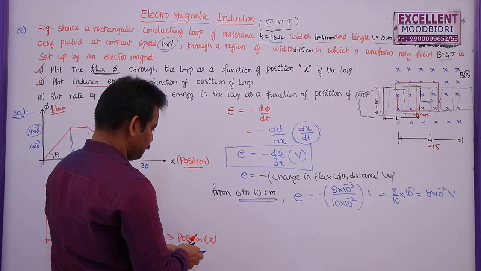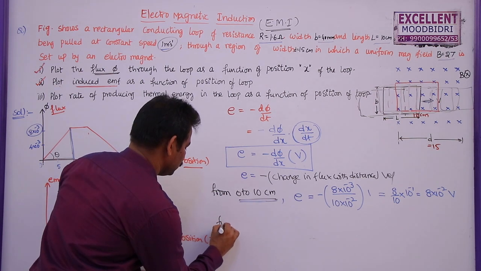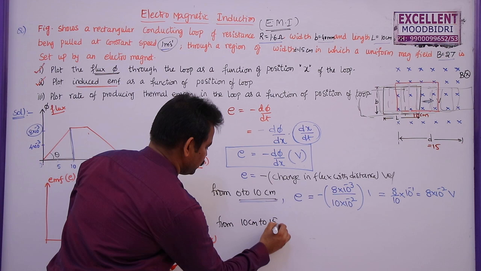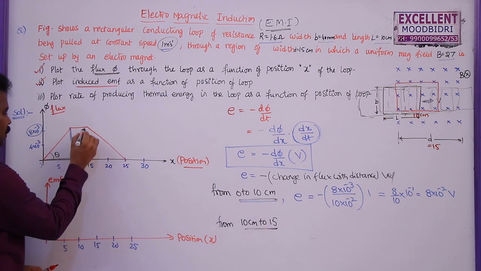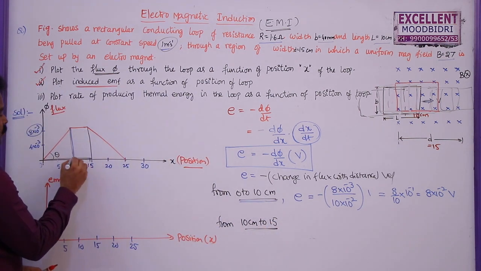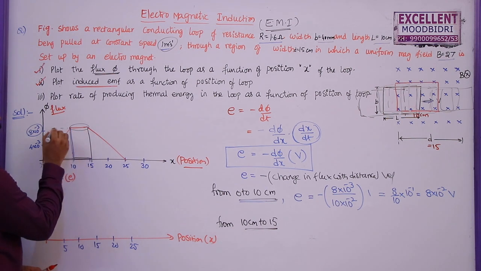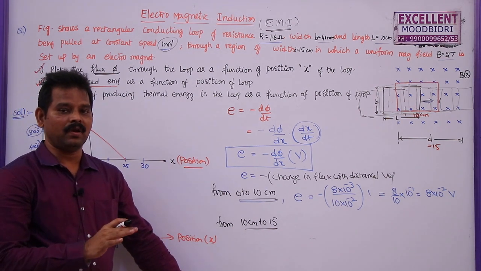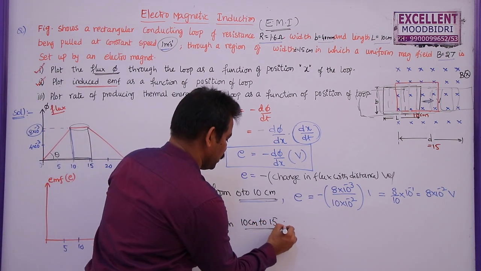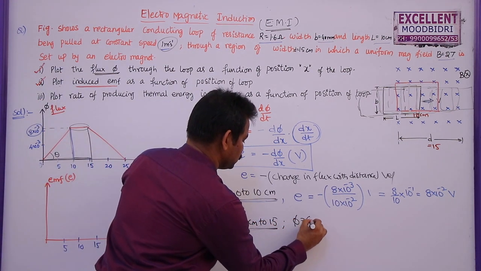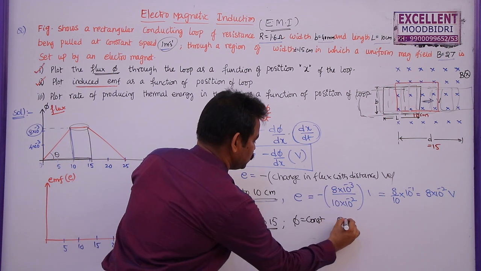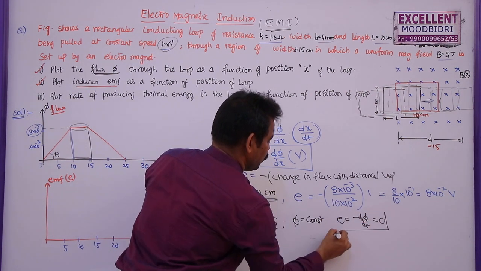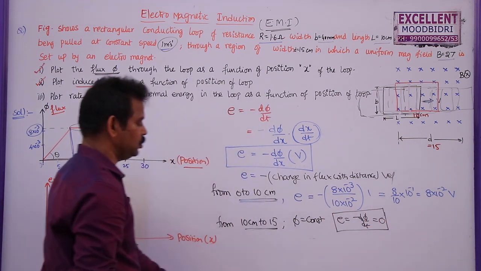Now from 10 centimeters to 15 centimeters, you can see the flux is constant. It is not changing. Whenever the flux remains constant, no EMF will be induced in the coil. So from 10 to 15, the flux is constant, so the EMF, minus d phi by dt, will become 0. We know the derivative of a constant is 0.